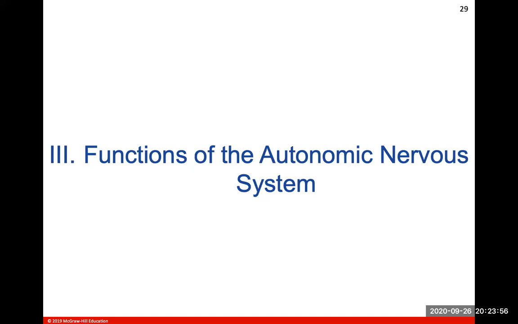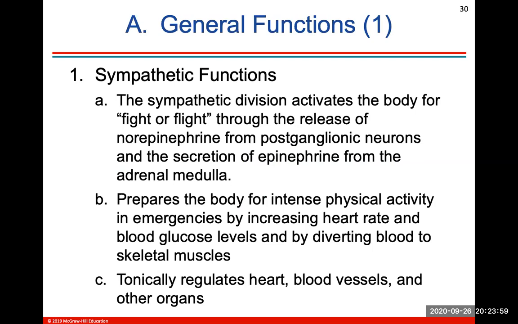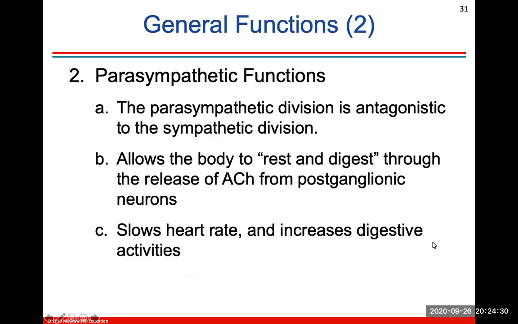So some functions of your ANS, and this actually takes us through what the sympathetic functions are. I'm going to let you guys read through some of this on your own. But your sympathetic division activates the body for fight or flight, so it'll release norepinephrine. It prepares the body for intense physical activity and emergency, so it'll increase your heart rate and increase your blood glucose levels to provide sugar and glucose to create ATP, the energy that your body needs. And it'll regulate the heart, blood vessels, and other organs. I do want you guys to know really well the functions of both of these divisions. I will ask you questions about their functions.